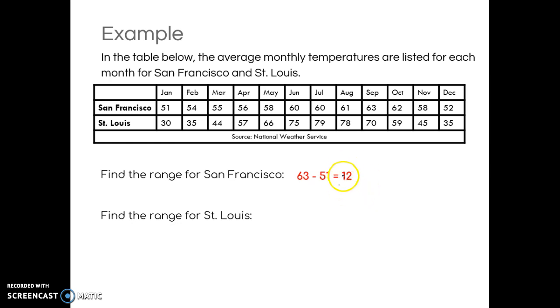You can probably have just one wardrobe. It doesn't look like it gets too cold. It doesn't get too hot. Again, 51 to 63, so only a range of 12 degrees.